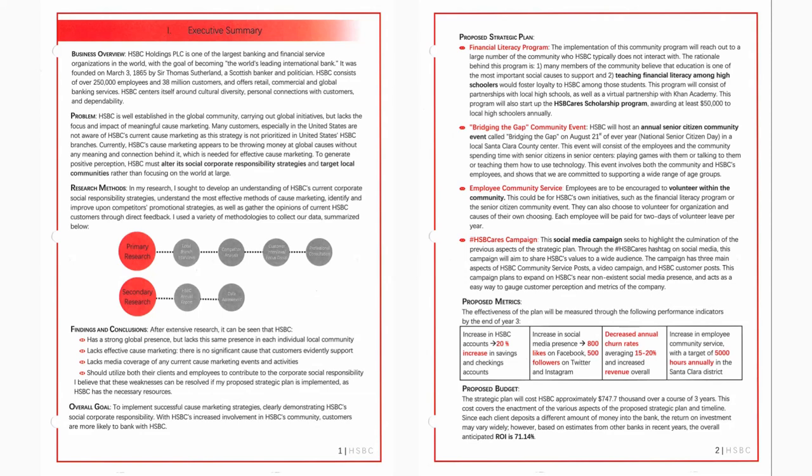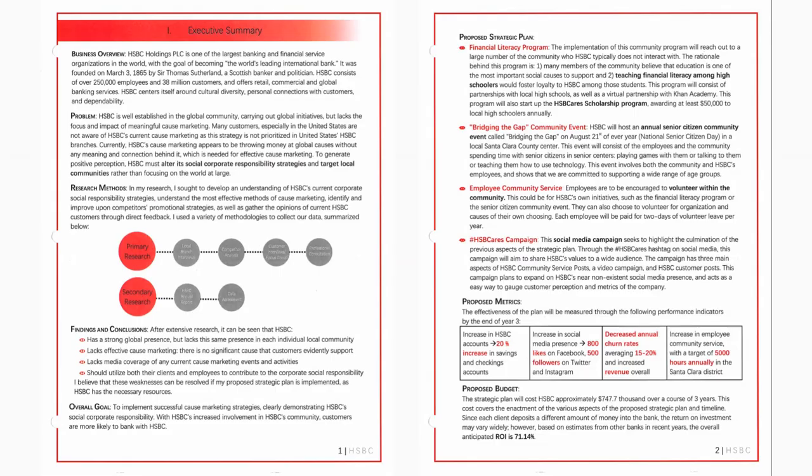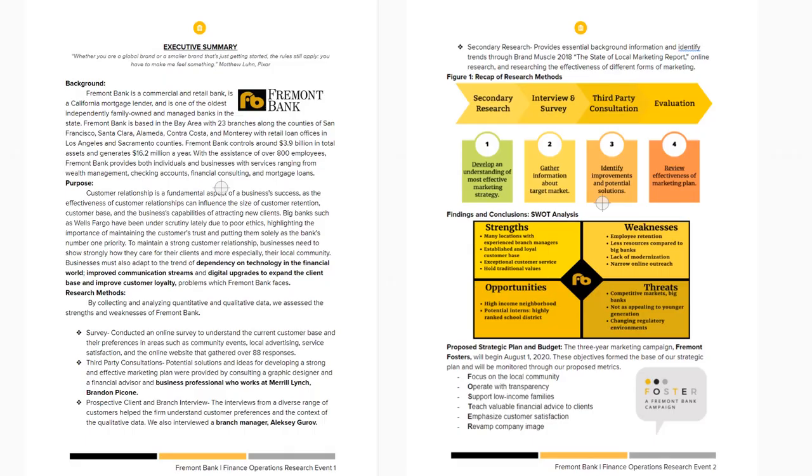And now, lastly, I'm going to give you some tips to make your executive summary look nice. You want to keep a color scheme and you want to keep it consistent. So as you can see with this one, it's obviously stuck with red. And if you're doing an operations research, you usually have to do it to a company. So the bank that we chose was Fremont Bank, which is black and gold. And as you can see here, we've stuck with this yellow goldish color scheme throughout the entire report, even with like the bottom footer.